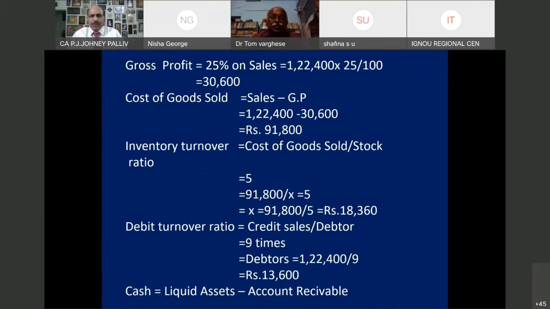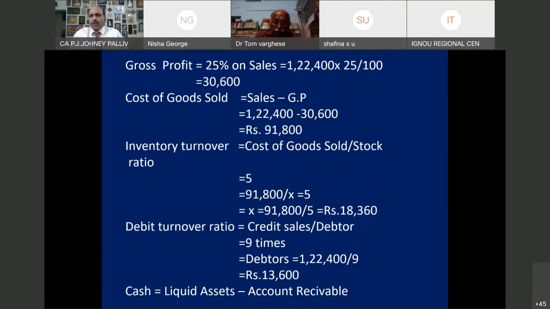Starting with, what is the formula for gross profit? Gross profit divided by sales into 100 is gross profit ratio, is it not? Yes, sir. Gross profit is equal to sales into gross profit ratio. Am I correct? Yes, sir. So, gross profit is equal to sales into 25%.